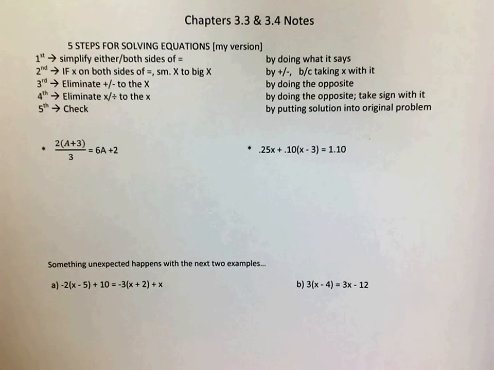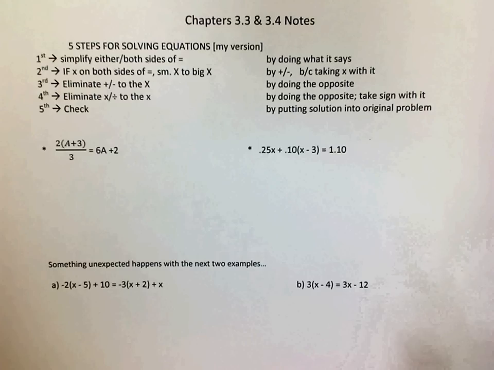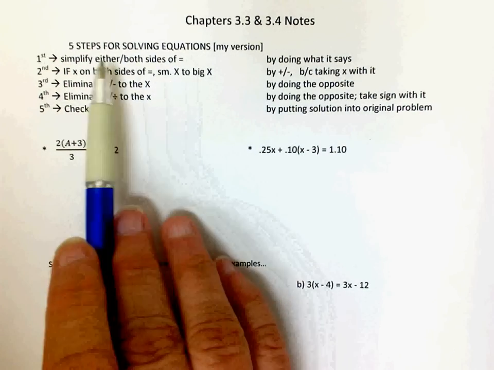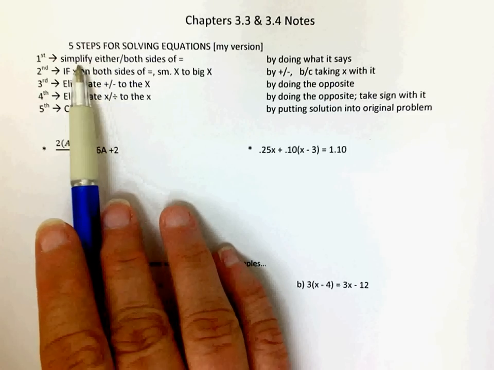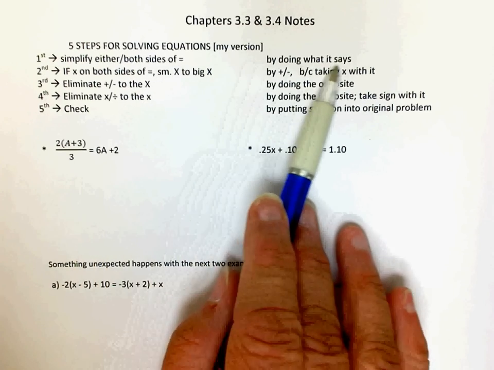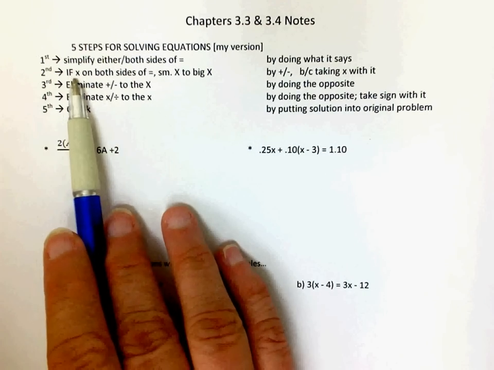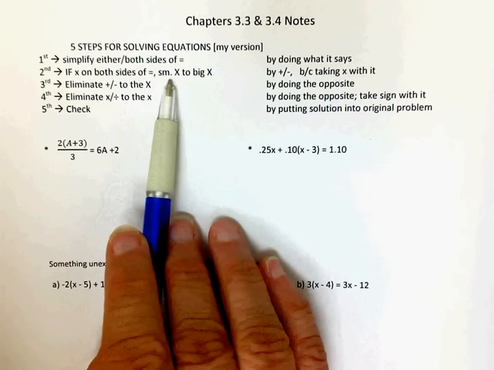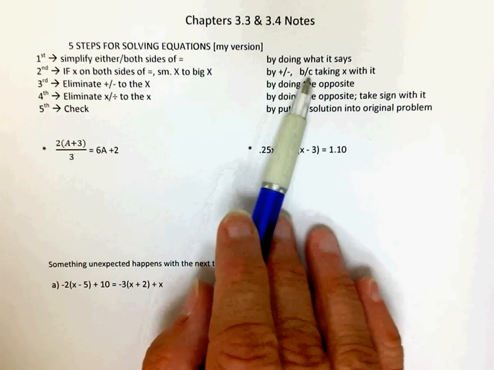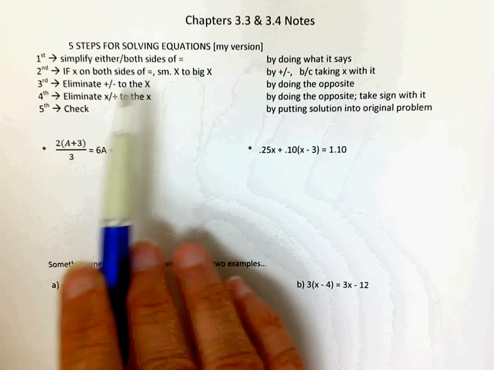Chapters 3.3 and 3.4 are basically a continuation of 3.2 with greater difficulty. Again, I just want to go back over my 5 steps of solving equations. If you can, simplify either or both sides of the equals by doing what it says. If there's an x on both sides of equals, small x to big X by either adding or subtracting, because you take the x with it.